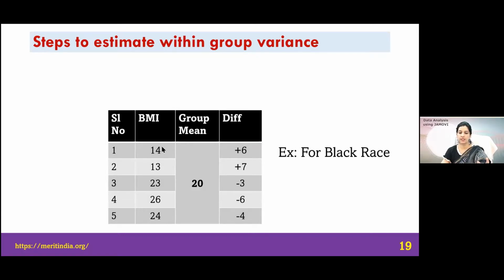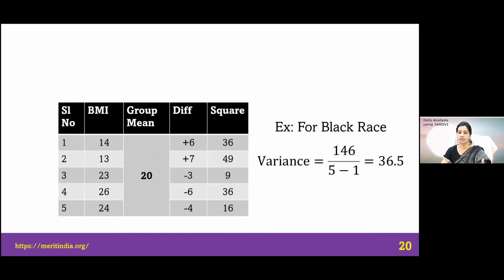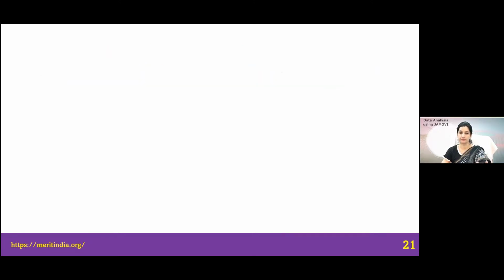So you can see the difference. This is 14, so this will be minus 6. This will be plus 7, minus 3, minus 6, and minus 4. But if you square it, everything will become positive, and then you sum it up and then you divide it by n minus 1. That will give you the within group variance. The difference value simply tells you how far the individual value is from his or her group mean. And if you square it, this will be the variance. That's why we call it a sum of squares value, and we did it in descriptive statistics also.